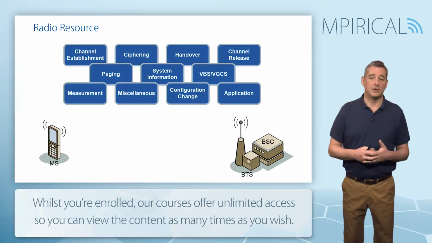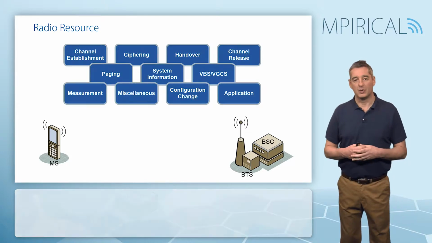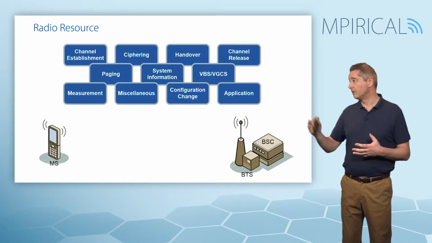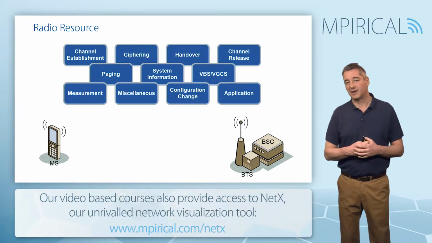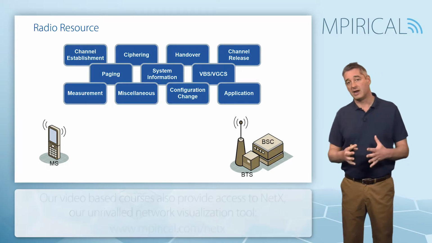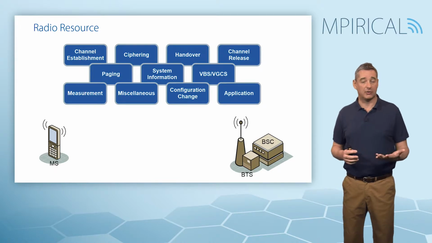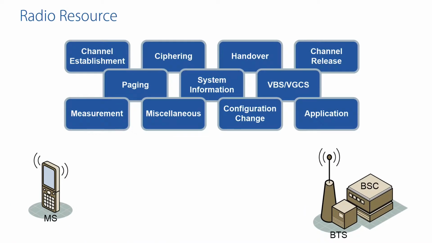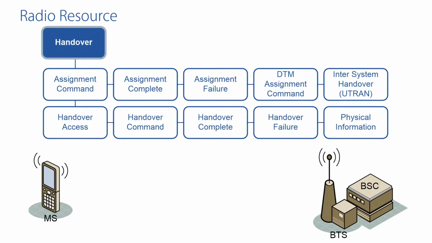So, what are the radio resource messages? Once again, there are many radio resource messages used within GSM, but these can be broken down into a number of different groupings. Those dealing with channel establishment, setting up the radio connection across the air interface. We must stress the radio resource is all about setting up resources on the radio link, the air interface. In addition, we have messages dealing with ciphering, turning on encryption, handovers, moving a mobile from one cell to another, and so on.